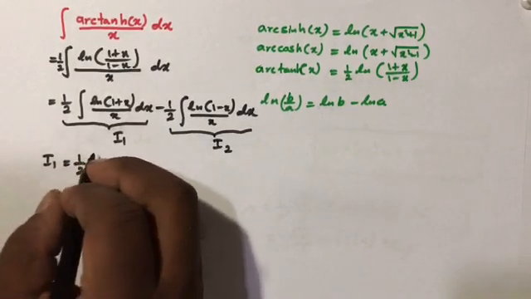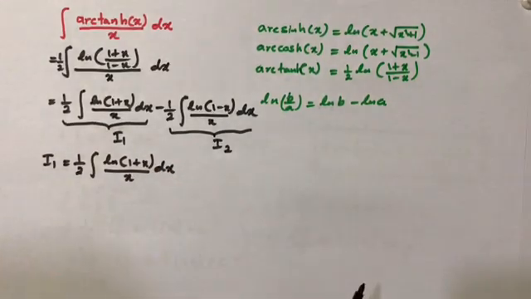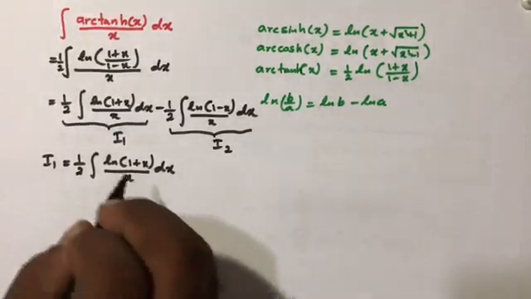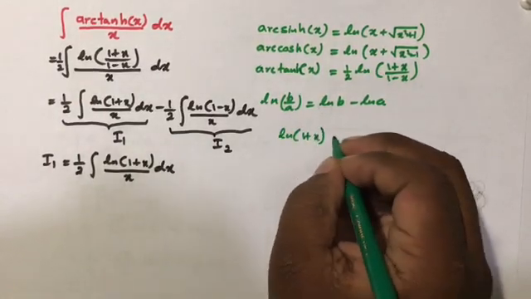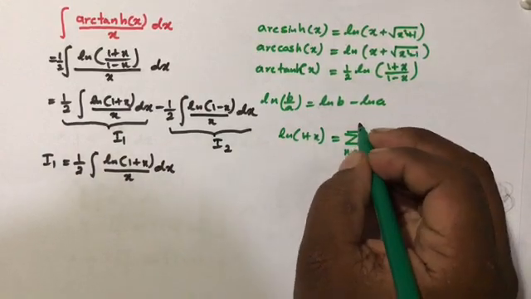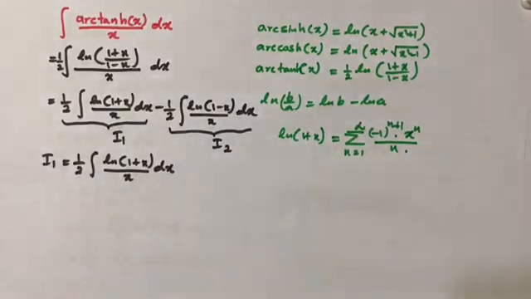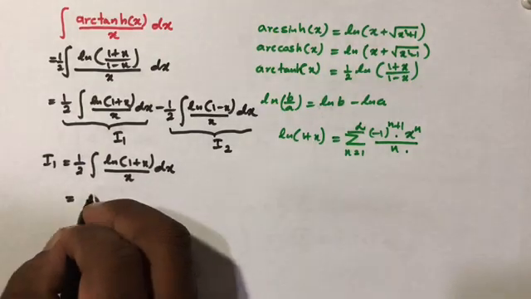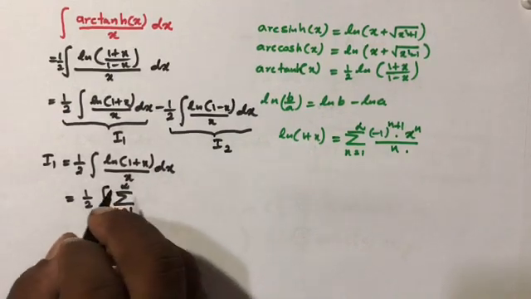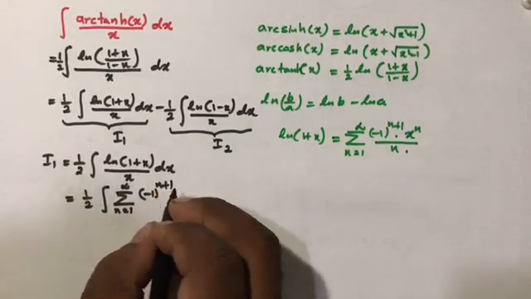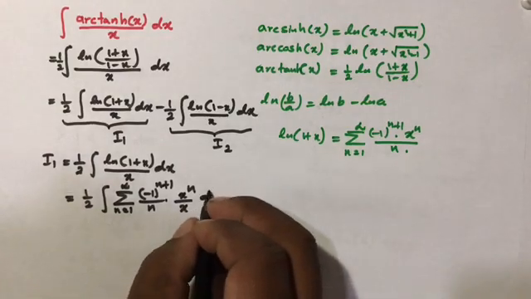Okay, now I'm going to take I1 and try to evaluate I1. So we know I1 is equal to 1/2 integral of natural log of 1 plus x over x dx. Then we know the series expansion of natural log of 1 plus x. We can write natural log of 1 plus x is equal to the infinite sum, n equal 1 to infinity, minus 1 to the n plus 1 times x to the n over n. Okay, so now we can plug in here. Now this is equal to 1/2 integral of the infinite sum n equal 1 to infinity, minus 1 to the n plus 1 over n times x to the n, and here also we have x, so x dx.